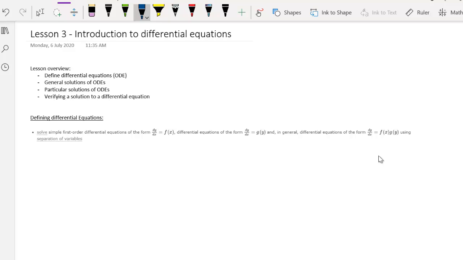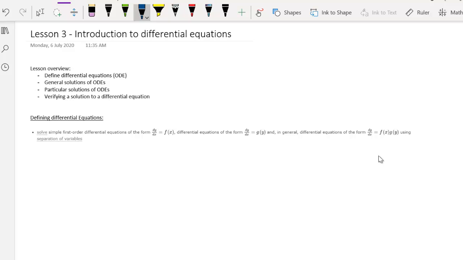In this lesson, we'll look at introducing differential equations. So our lesson overview is basically going to be defining what differential equations are. Specifically for us, we're looking at ODEs, and we'll explain that in a second. We'll then look at general solutions of ODEs versus particular solution ODEs. And then we'll look at a process to verify a solution to any differential equation.